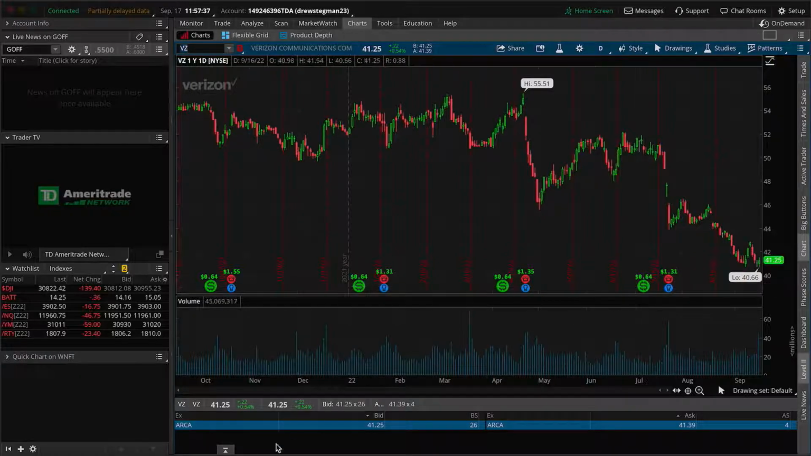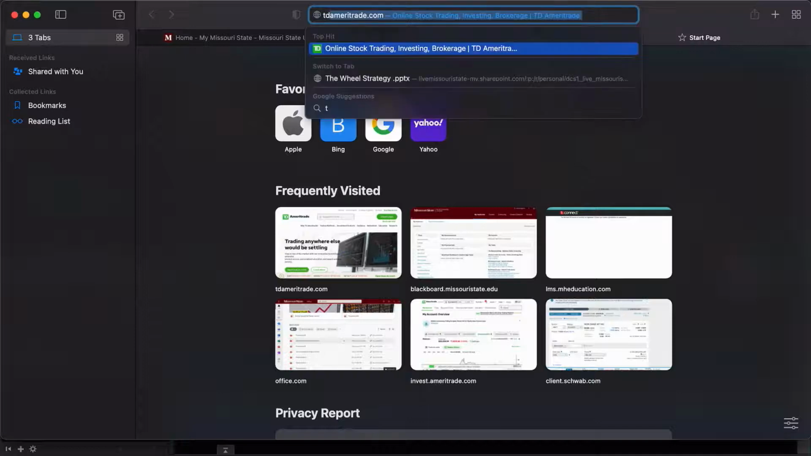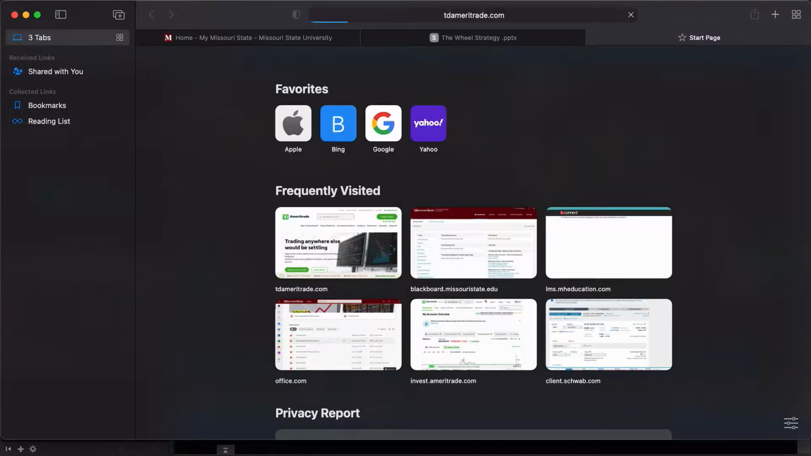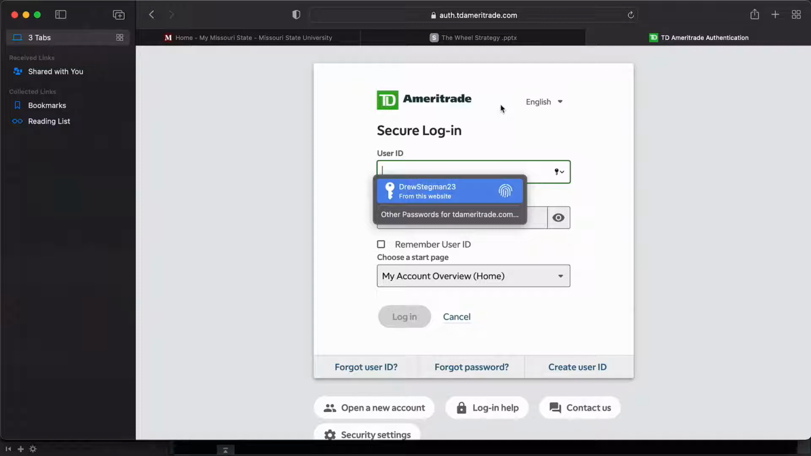Okay, now I did say we're going to go on over to TD Ameritrade, and I'm just going to show you how to do it on a classic website, because it's something else to consider, right? I've been showing you Thinkorswim, but what if you want something easier to play around with? So I'm going to go ahead and log into my account.